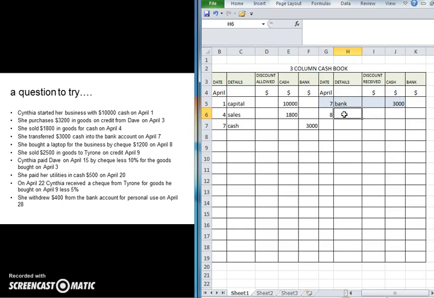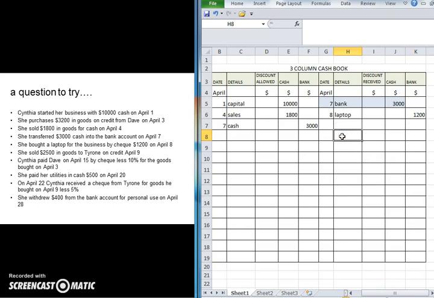Indicate what it is that she spent the money on. So she spent it on a laptop. You can put computers too, but I just put laptop so we know what it is. And say how she bought that laptop. So she bought that laptop using a check. So checks come from the bank account. So $1,200. Good.